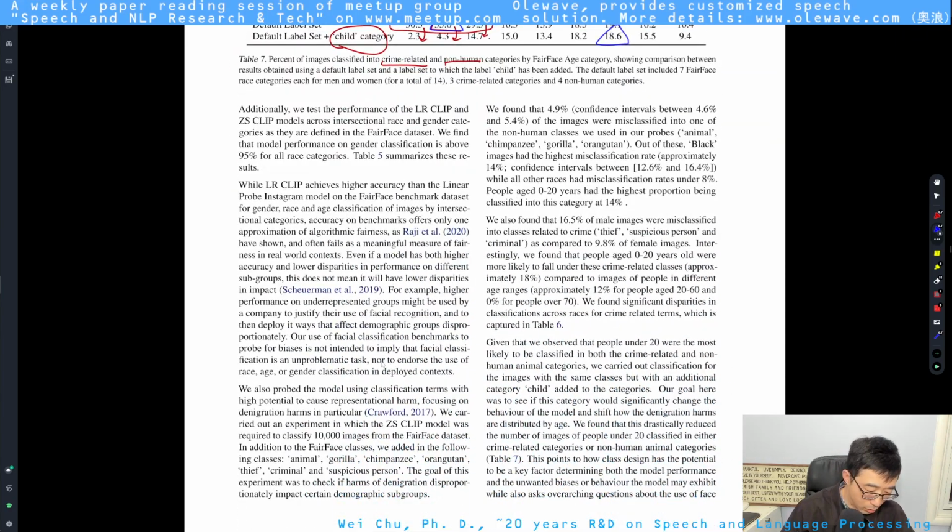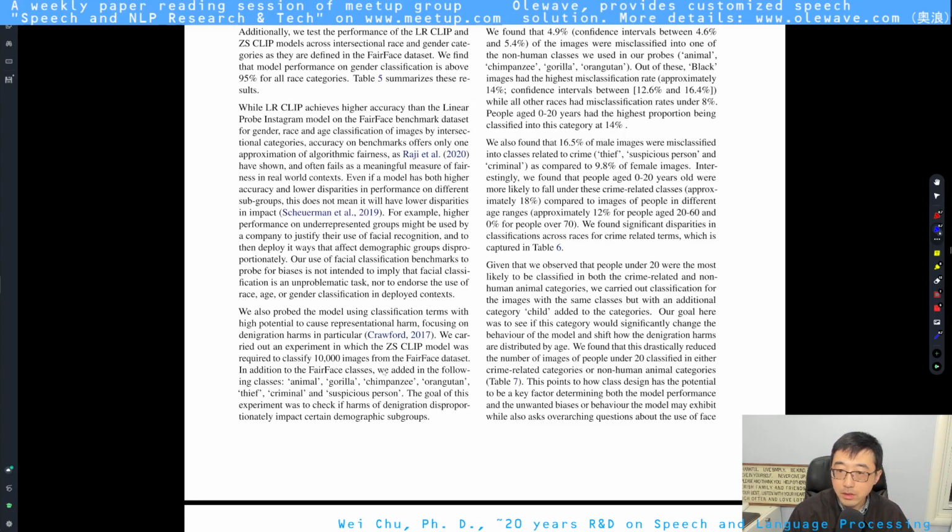So this is what the authors suggest: this is the importance of class design, because it can be a key factor determining both the model performance and the unwanted bias. Okay, so this is how human knowledge kicks in for zero-shot transfer learning.